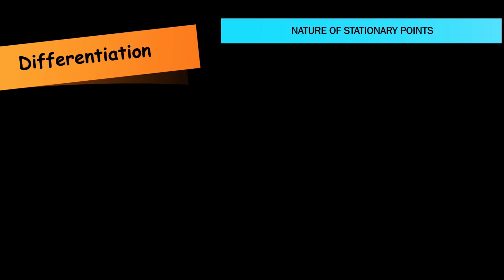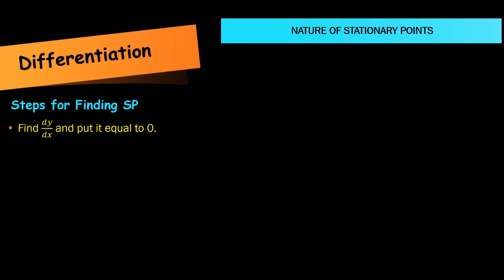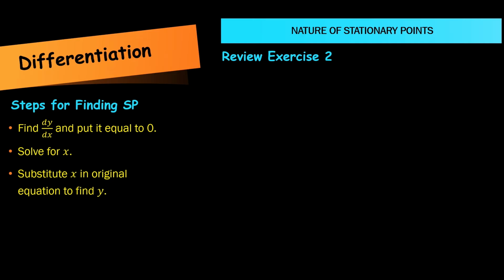In order to tackle review exercise 2, we require some more background information. So let's remind ourselves of the nature of stationary points and in particular the steps for finding stationary points. First, find dy dx of the function and put it equal to 0. Next, solve for x. And finally, substitute x in the original equation to find y. Let's now have a go at review exercise 2.